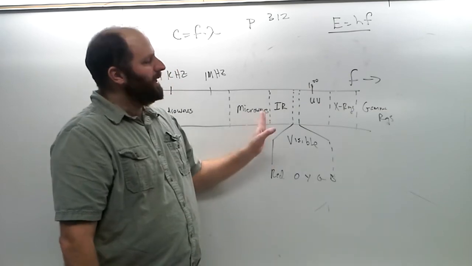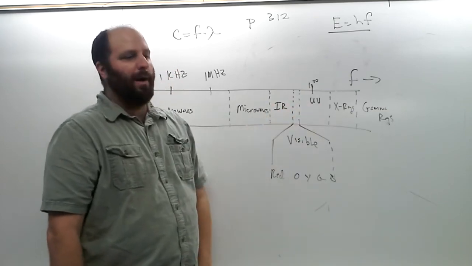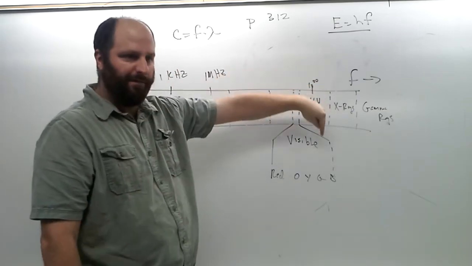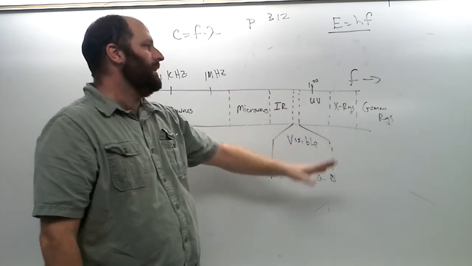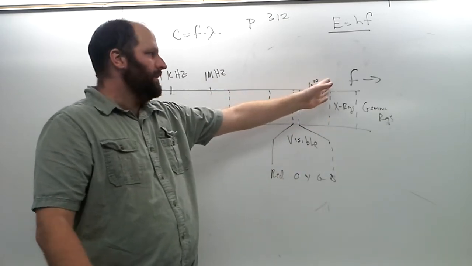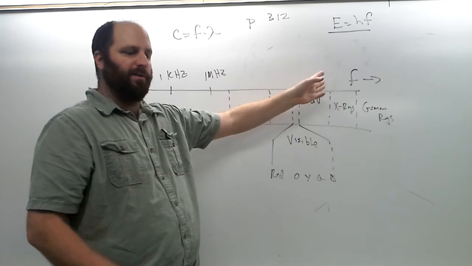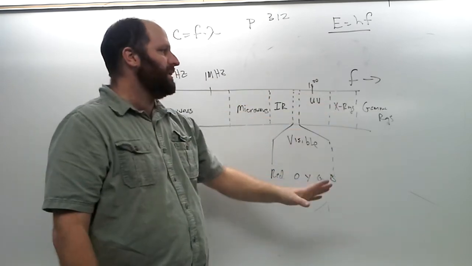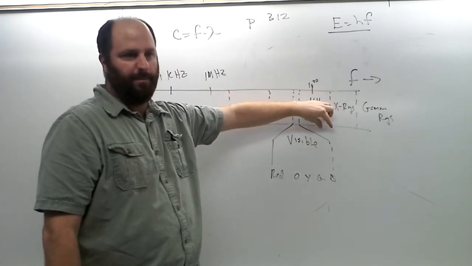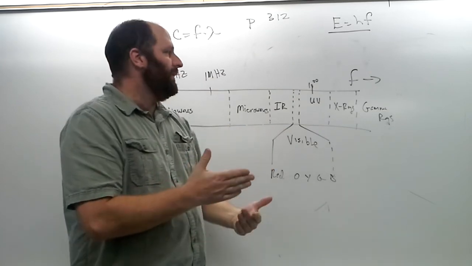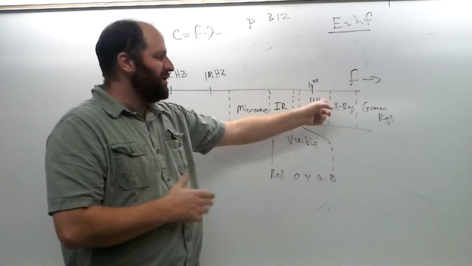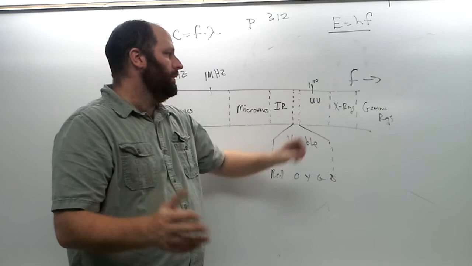Now, I've drawn these lines between them. One thing I want to point out: there's no hardcore cutoff between some of these. It's not like, if you're at 10 to the 25th, you're UV, but if you're at 10 to the 25th plus 1, now you're an X-ray. These are soft lines between them. There's overlap. There are frequencies that are generally called UV or X-rays.